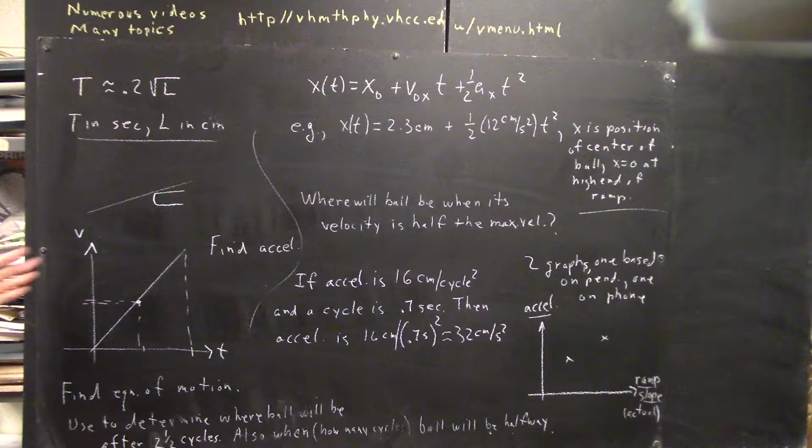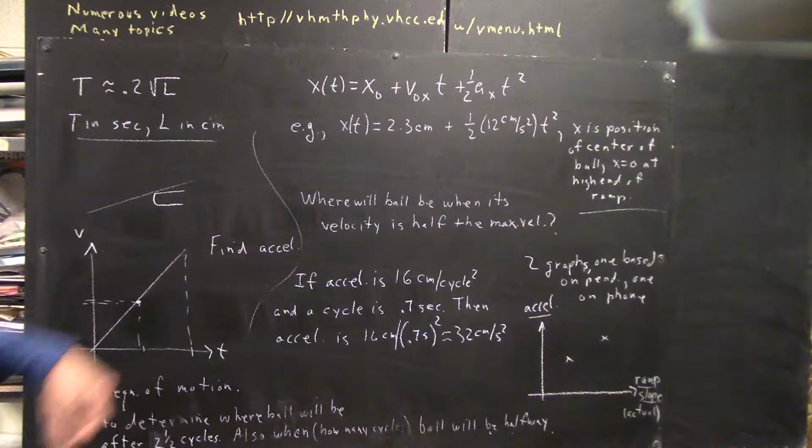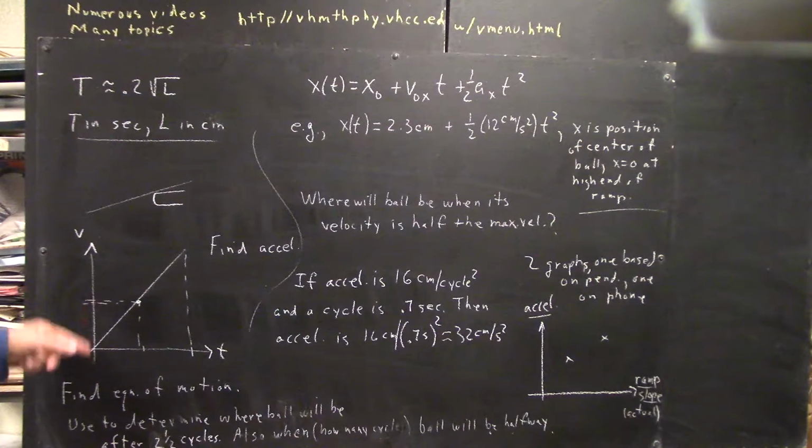Okay, how do we find the acceleration? Well, you could use a formula, but I don't want you to do that. I want you to think about what acceleration means. I want you to think about what velocity means. I want you to think about how the ball is moving down the ramp. So we want to base our analysis of acceleration on the velocity versus time graph for the ball.